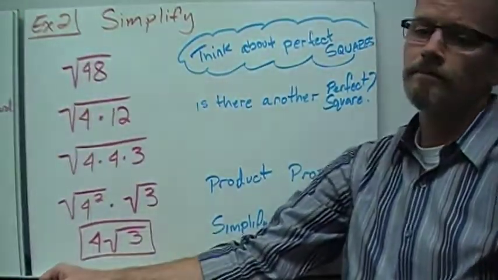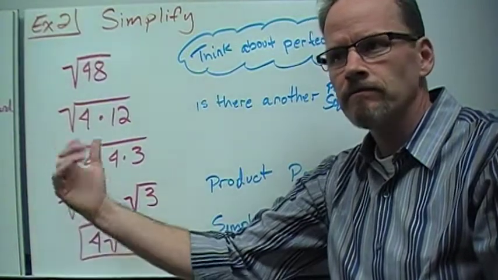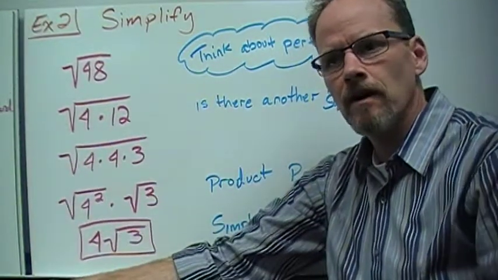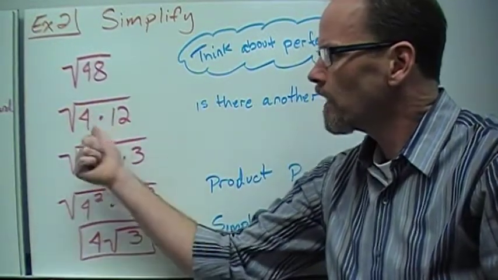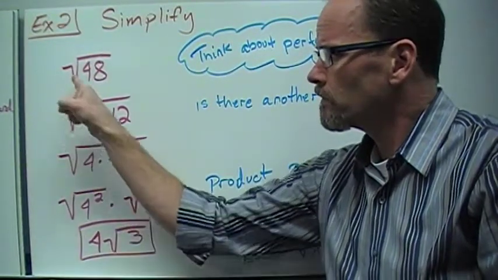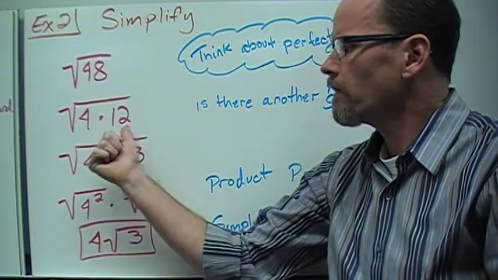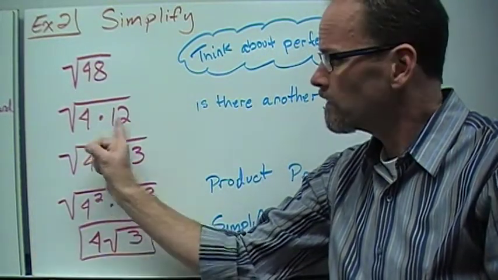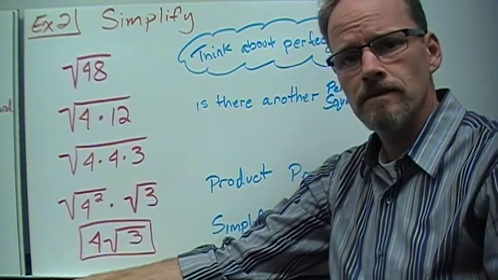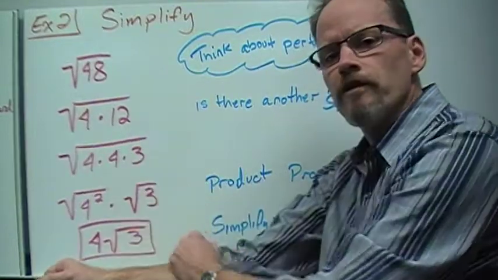Do another one. Simplify the square root of 48. Some perfect squares that are part of 48. How about 4? 4 times 12, and I'm just bringing it down again, the square root of 4 times 12. Are there any more perfect squares in this scenario? Look at 12. 4 times 3, those are both factors of 12.